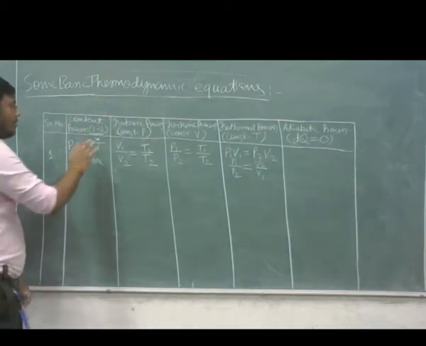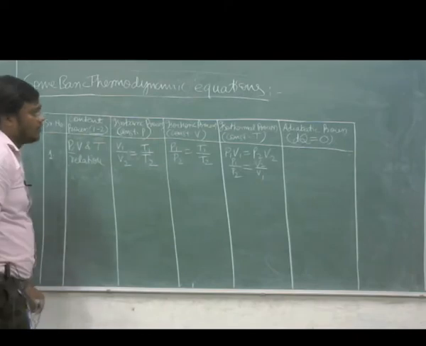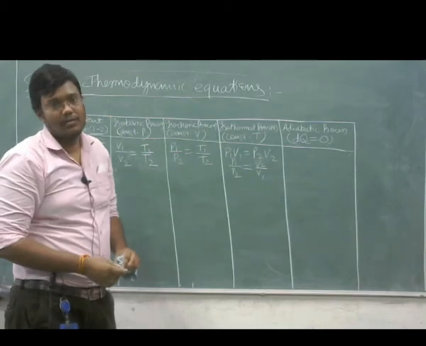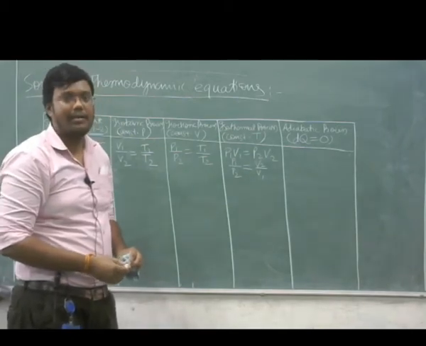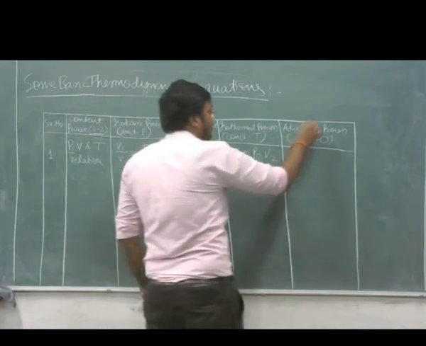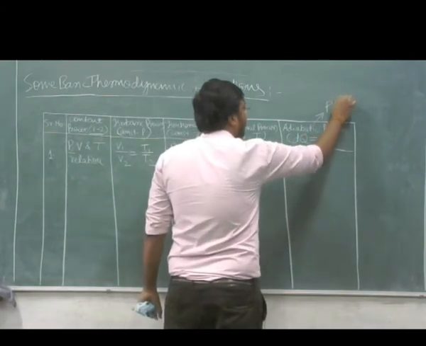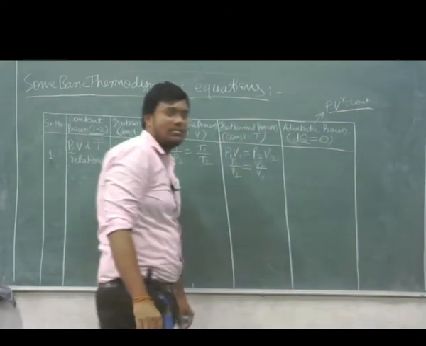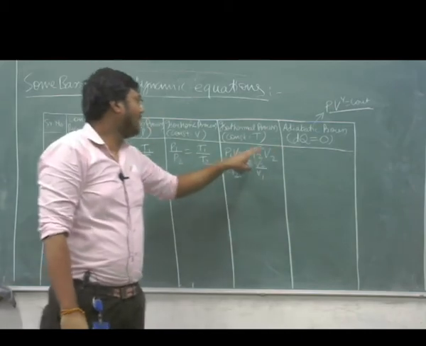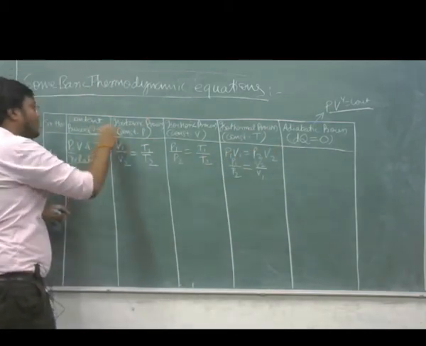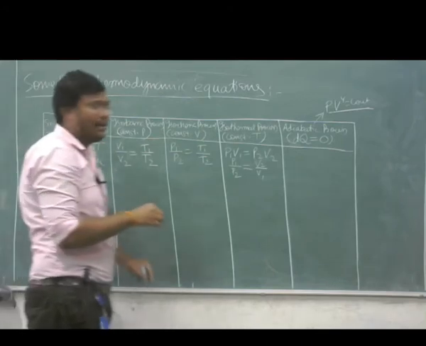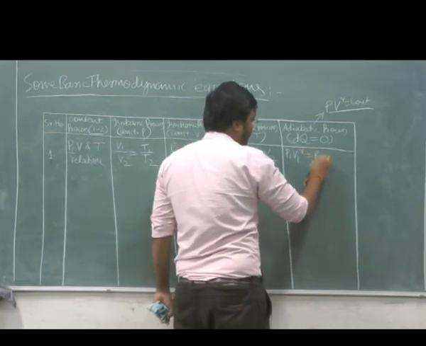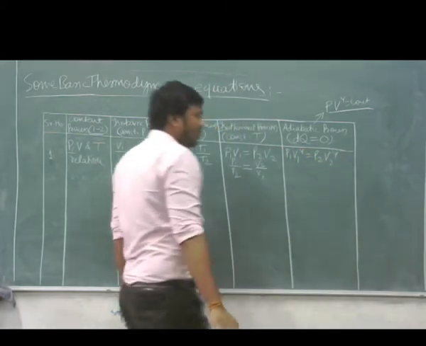Next is the adiabatic process. You have studied the general equation for the adiabatic process. What is the general equation? P V to the power gamma is equal to constant. This is the basic general equation for the adiabatic process. If you apply this formula for the process 1 to 2, then we can write P1 V1 to the power gamma equal to P2 V2 to the power gamma.